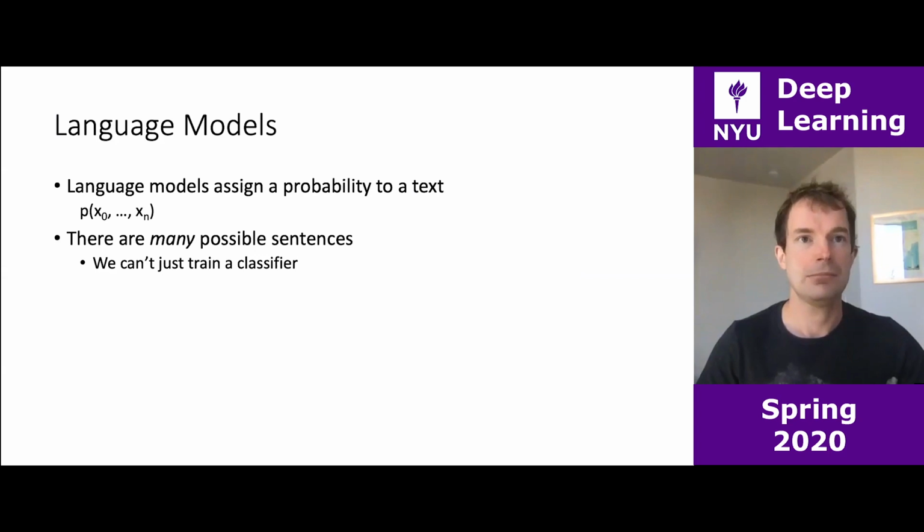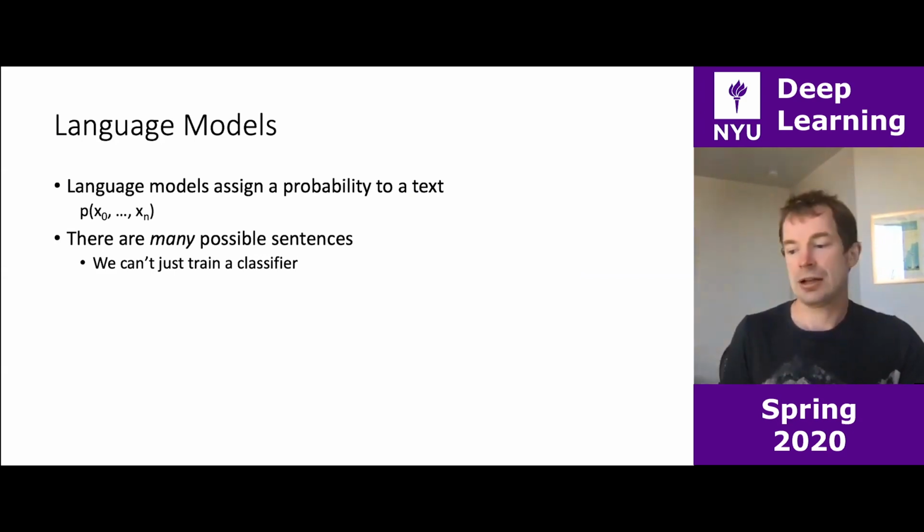So very briefly, what is a language model? A language model is basically density estimation for text. We're going to assign a probability to every possible string. And hopefully our model puts more probability on strings which are fluent English than on other strings.